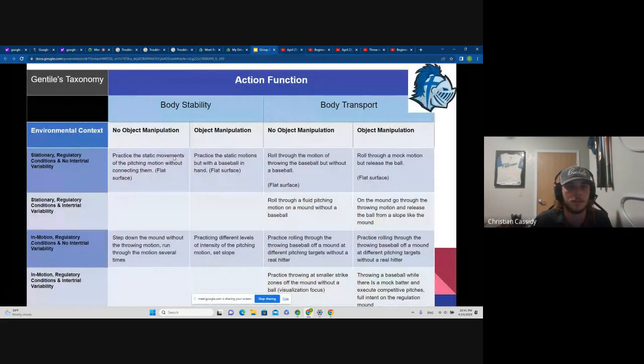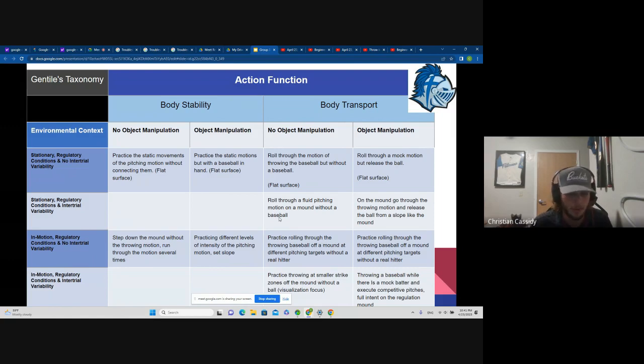For our next one, we have our Gentile's taxonomy. So for object manipulation, we use stuff such as weighted balls, baseballs, and med balls. We also used a water ball, which is kind of a very sport-specific piece of equipment, which we'll show in a later slide. For our static movements, we had him just kind of get in position and not throw. Maybe go through a dry rep.